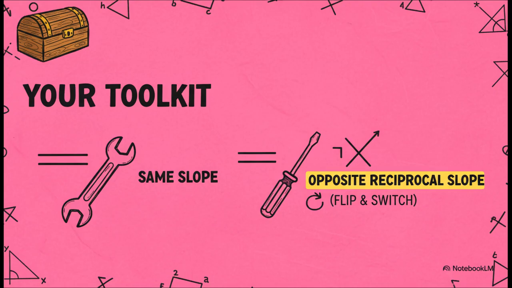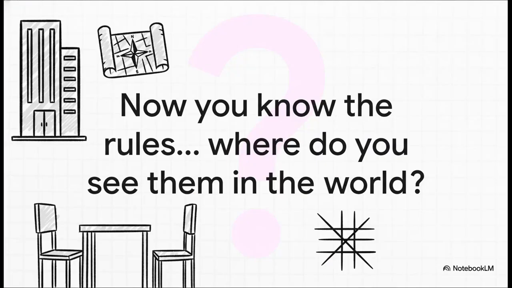Honestly, everything else we did today is built on top of these two fundamental ideas. So the next time you're out and about, I want you to look at a building, or a map, or even just a piece of furniture in your room. You now have the tools to see the invisible math that's holding it all together. So my question to you is, where do you see these rules defining the structure of your world?